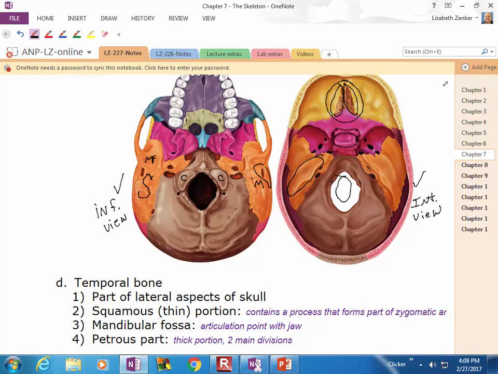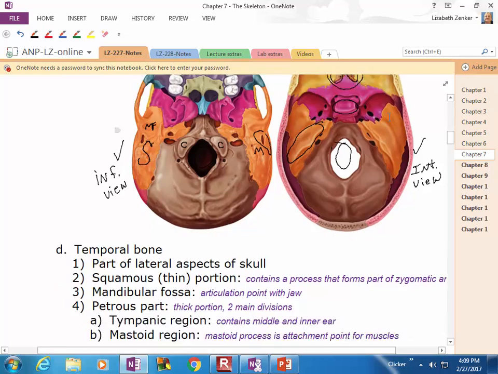And then we have a perpendicular plate, which is located inferiorly, so below, and forms part of the nasal septum inside. So nasally located, in the nasal cavity, and you can see it best on the sagittal section.